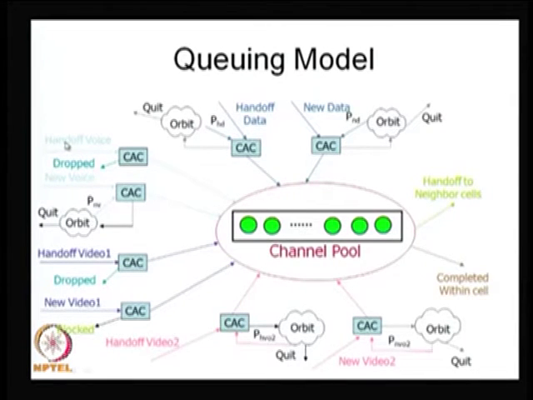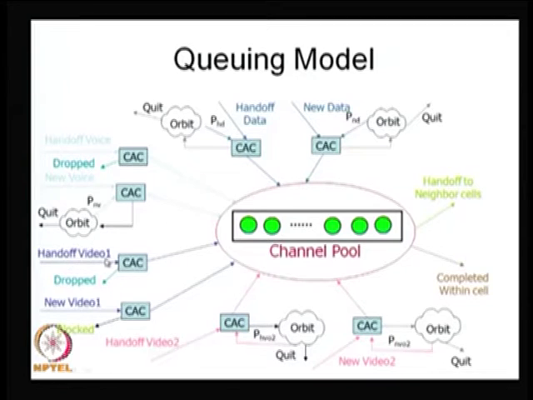The first one is the handoff voice. If the call admission control scheme allows, then the call will be allotted, otherwise it will be dropped. There is no waiting, there is no orbit, the blocked calls won't go to the orbit and wait. Whereas for the new voice call, if there is no channel, then it will go to the orbit with some probability, and it will retry after a phase type distributed time, which we have assumed, otherwise it will quit with probability 1 minus this probability.